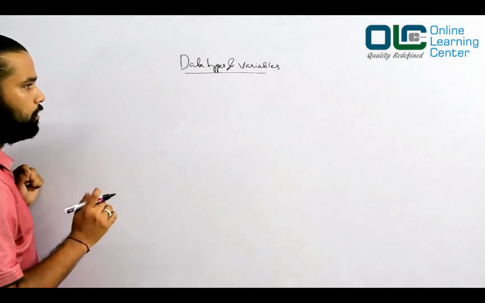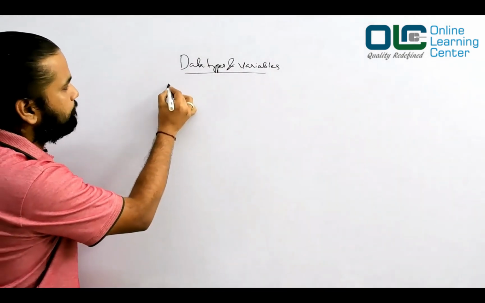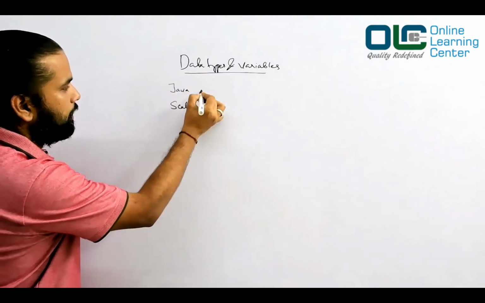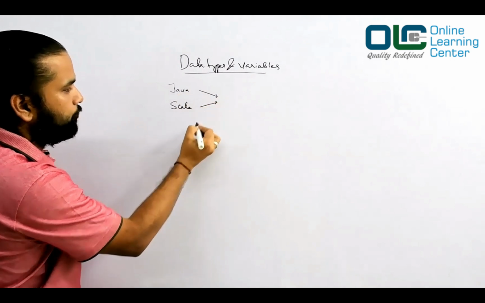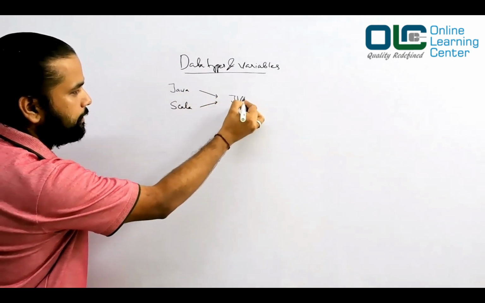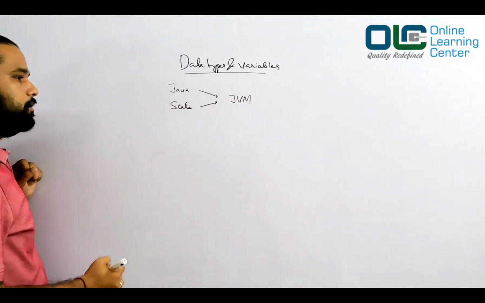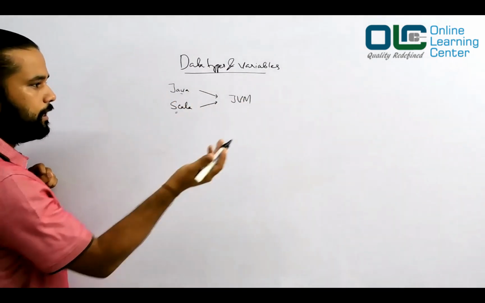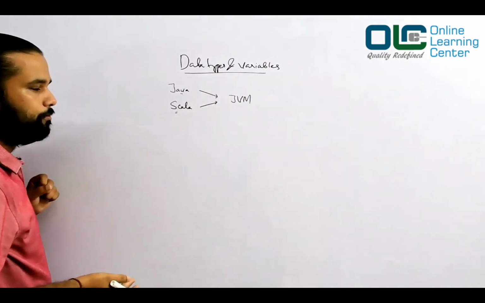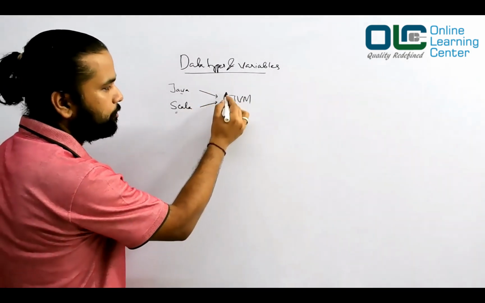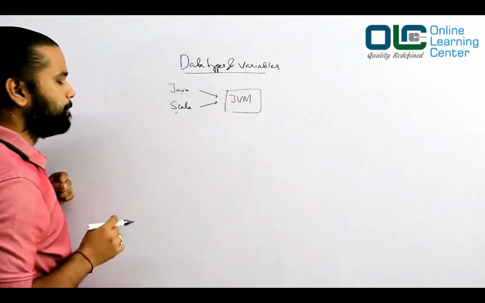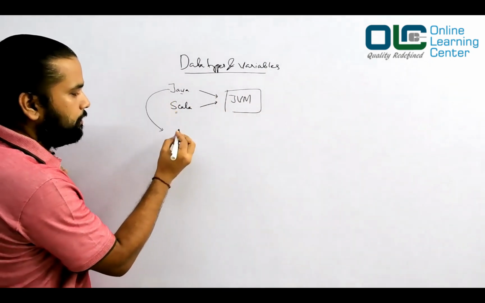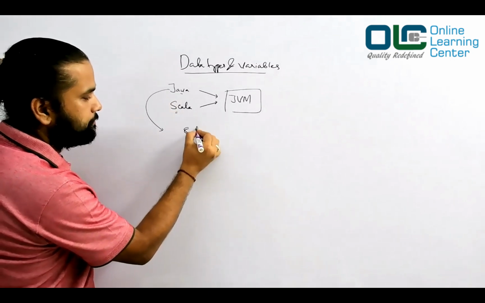Now, as we all know, Java and Scala are a way to program the JVM. That means whether you write Scala code or Java code, at the end of the day, they get converted into byte codes, and those byte codes will be processed by your JVM. We know this. So if we look into Java, we have 8 data types.